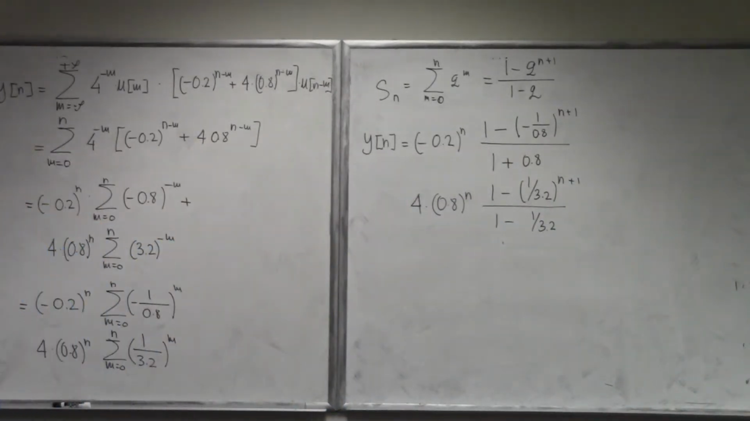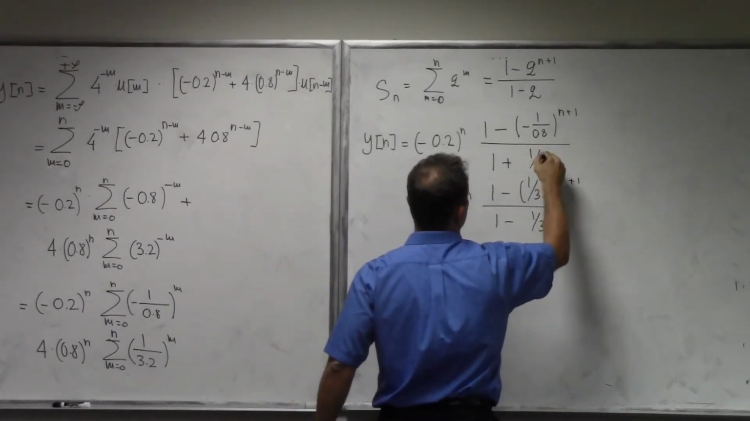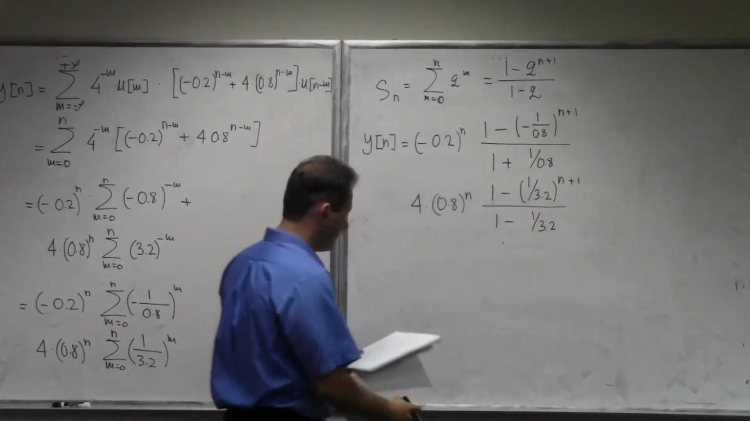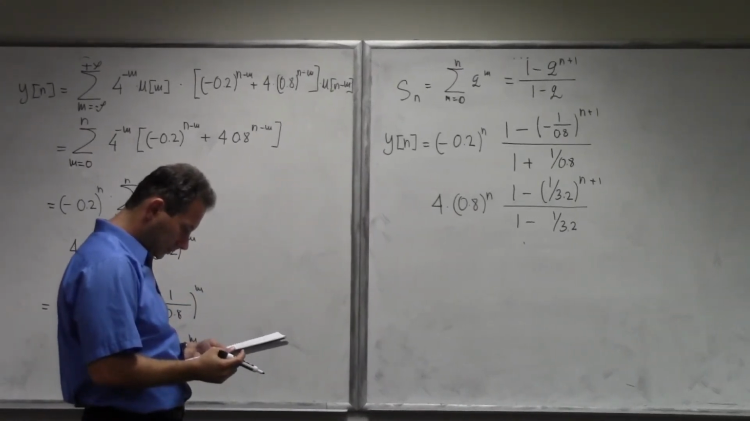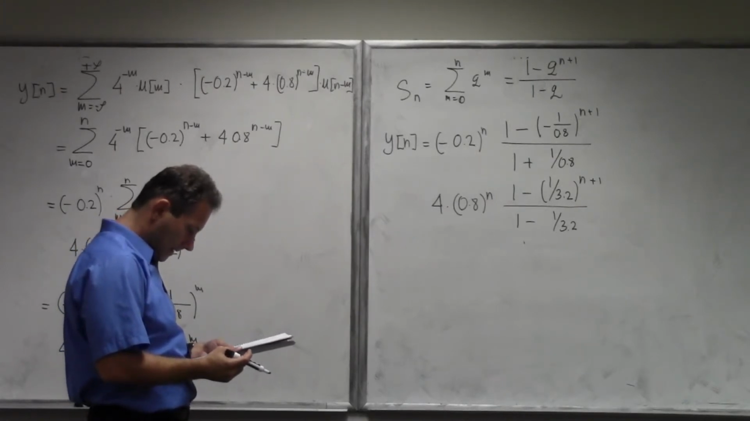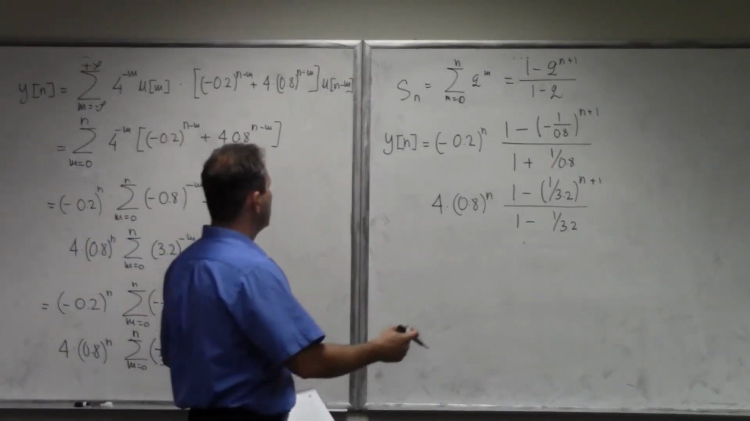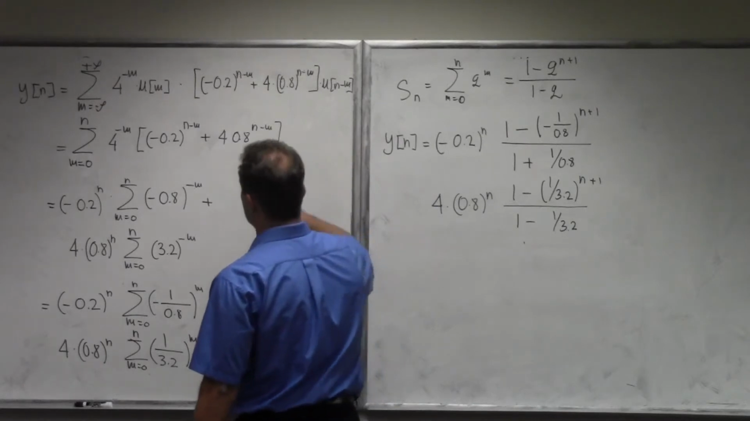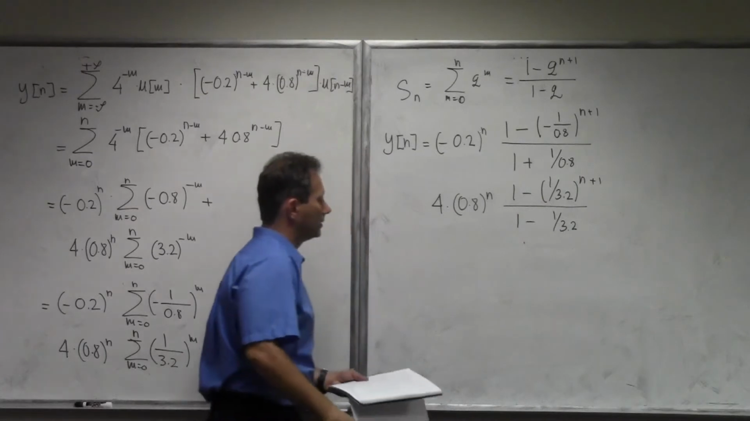Let me see if I can. 1 plus 1 over 0.8. The first. Yeah. So what I did here is, U of n, right? U of n for all that? Yeah, at the very end, right? At the very end, we're just going to append it so that I don't have to drag it.